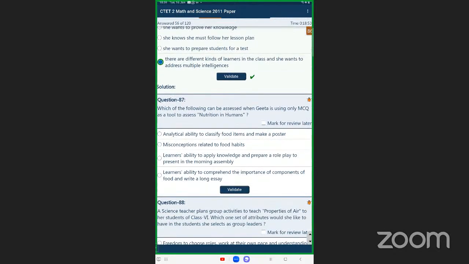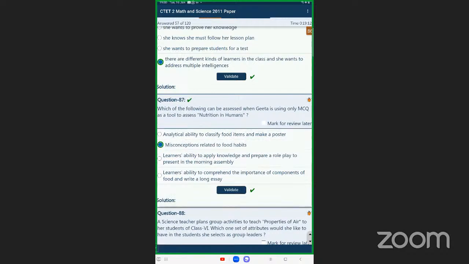Now, question number 87. Which of the following can be assessed when Gita is using only MCQ as a tool to assess nutrition in humans? So this will be the misconception related to food habits. Which of the following can be assessed when Gita is using MCQ as a tool to assess nutrition in humans? Misconception related to food habits.